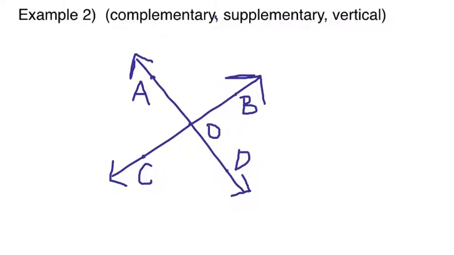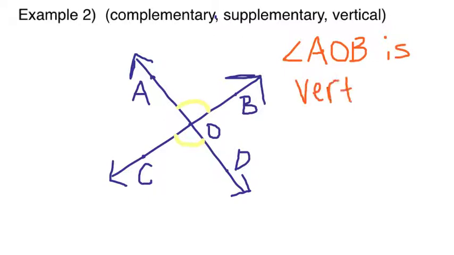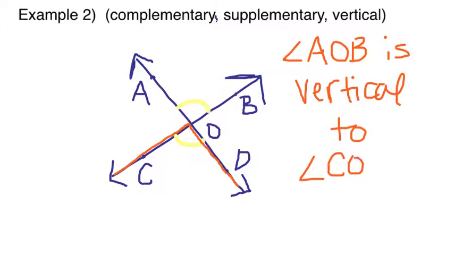Lastly, vertical angles are angles that are non-adjacent and they're directly opposite one another, and we would say that those are equal. So in this scenario, in the picture that I drew, we can say that angle AOB is vertical to angle COD, and in fact those two angles are congruent.